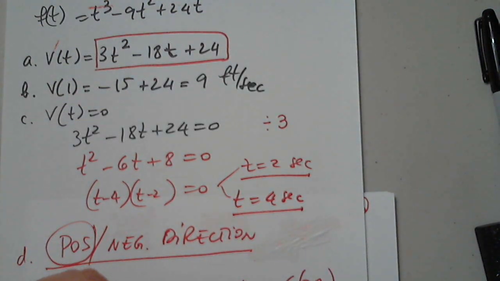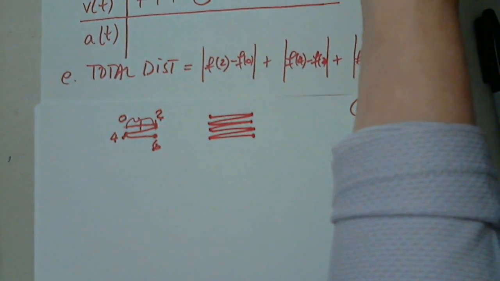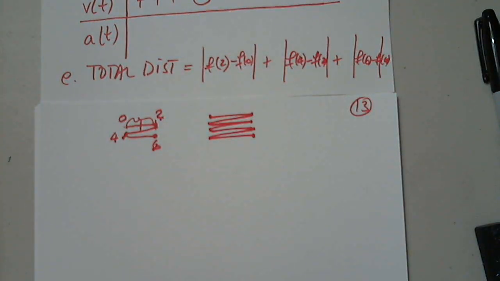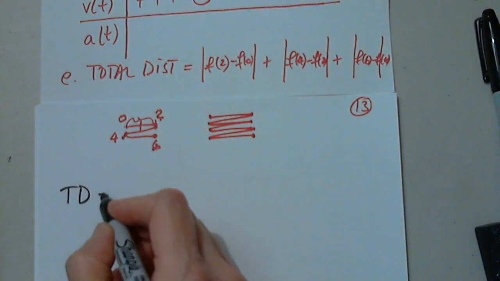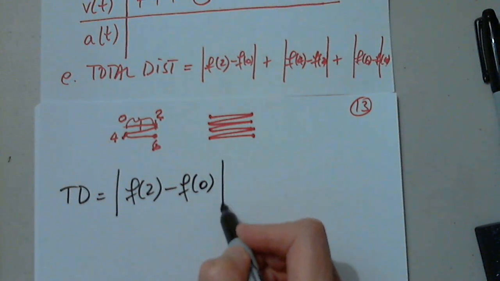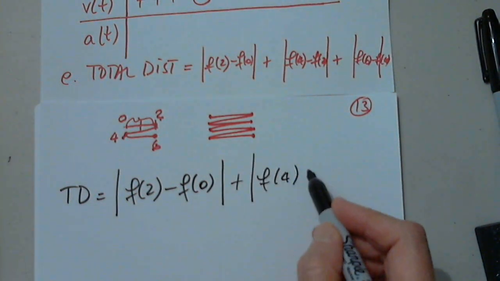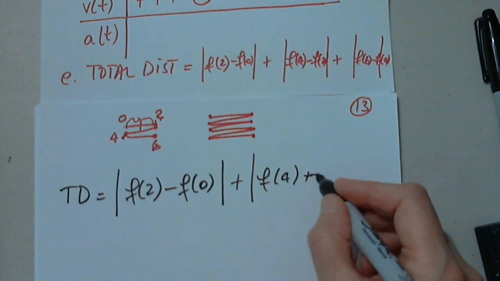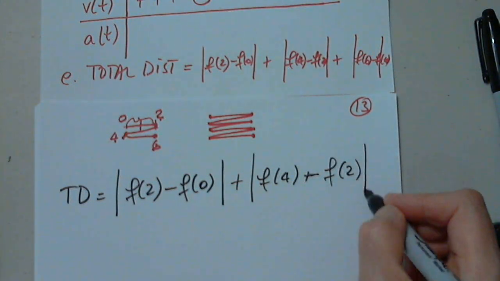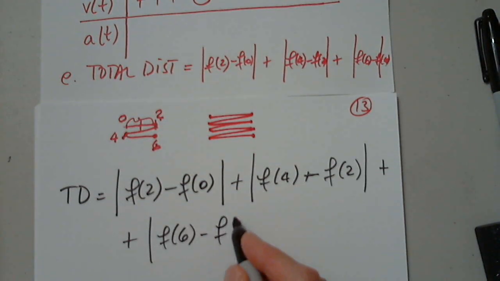But again, my hope is that my students will look at this and practice, so I need it to be accurate. Okay, so then the total distance will be the absolute value of f of 2 minus f of 0, plus the absolute value of f of 4, I meant minus, of course, minus f of 2, and finally plus the absolute value of f of 6 minus f of 4, and close.